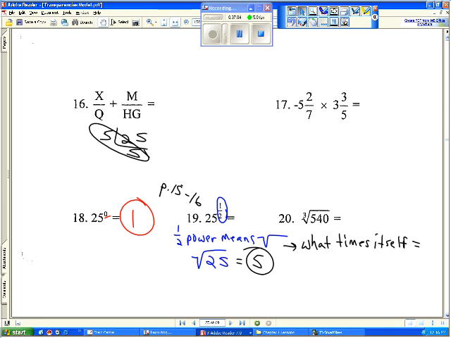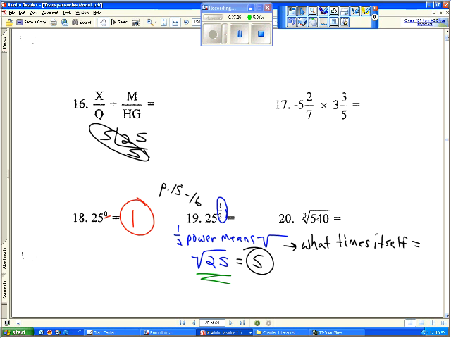What if you put the answer square root of 25? Would that be okay? No, because what's the directions for this test? Simplify. And that's not simplified. 5 is simplified. Any questions on number 19?